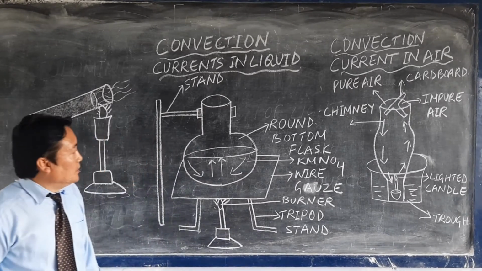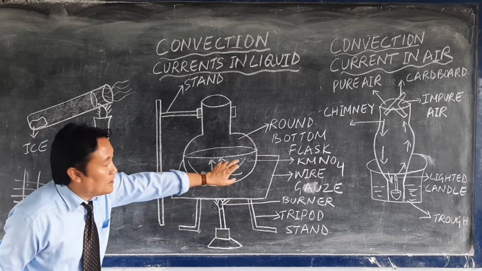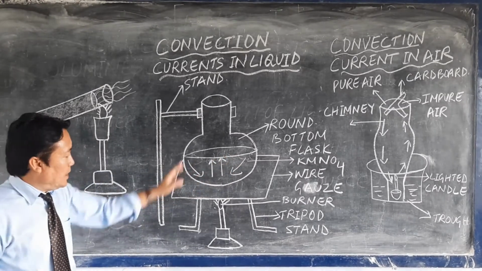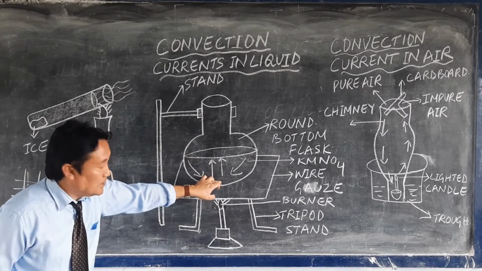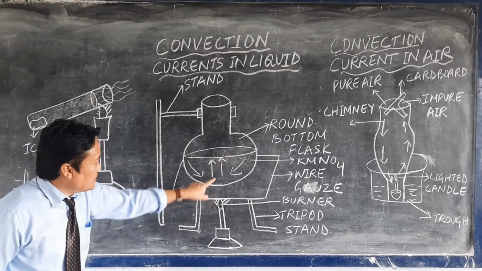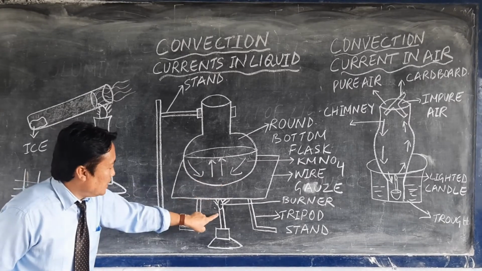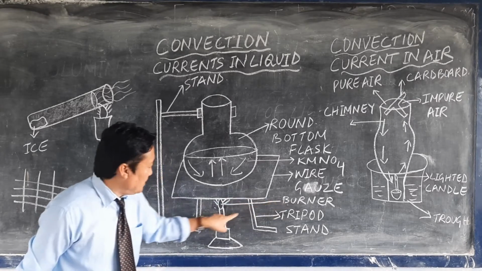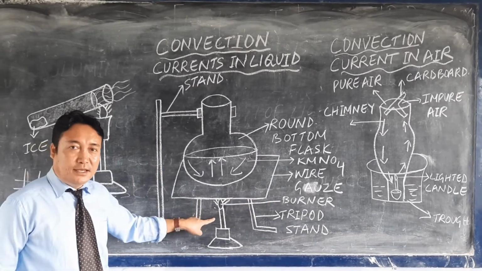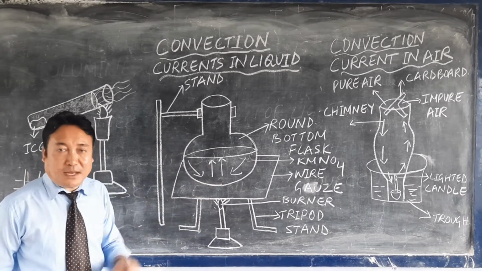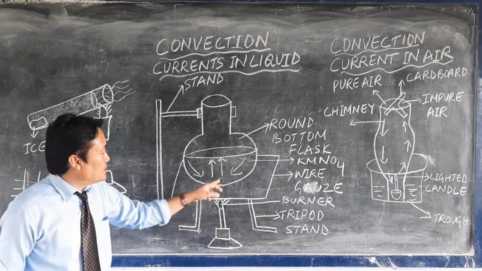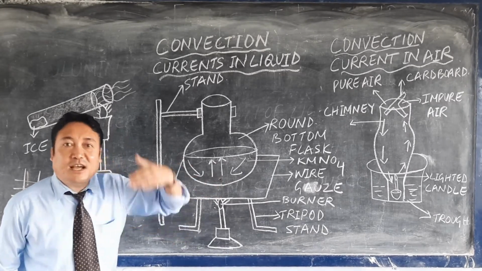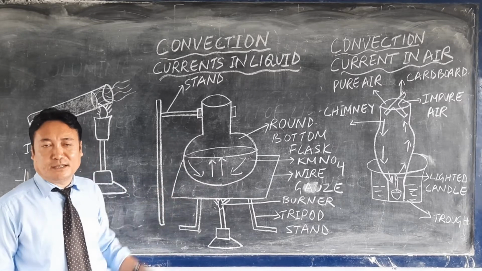Now you put the potassium permanganate inside the water. When you place the potassium permanganate inside the water, it does not melt right away. Then you supply the heat with the burner. When you supply the heat, the flask will get heated up. At first the bottom of the flask will heat, and that heat will be transferred to the water, and the water will also start heating up.